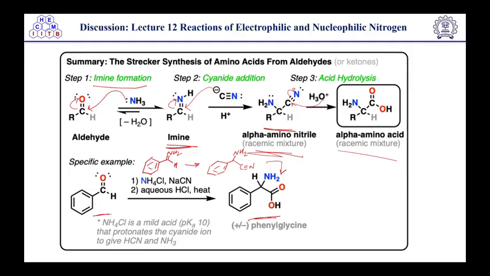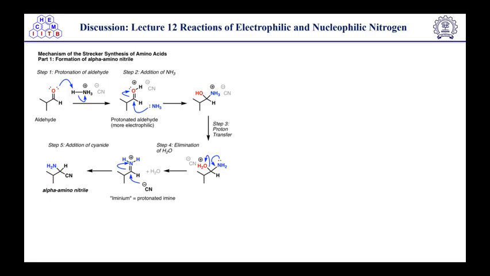So ammonium chloride is a mild acid here, because the pKa value is given, which is 10. That protonates the cyanide ion to give HCN and ammonia. So the byproducts we get here are HCN and ammonia. Okay. Next one is the mechanism of Strecker synthesis of amino acid.